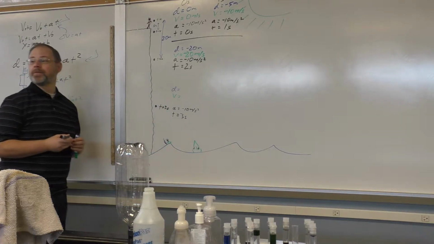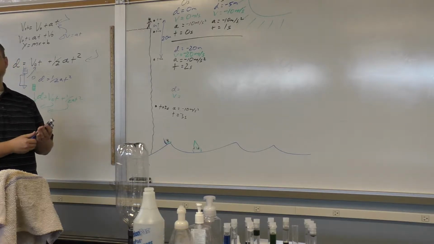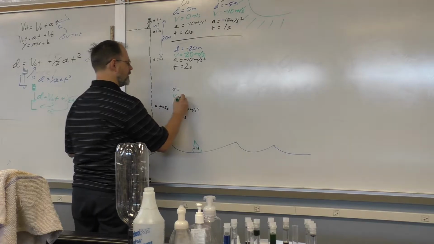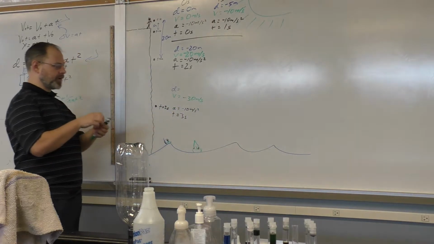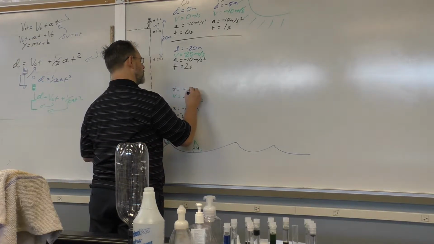Okay. Anyone need more time? Cool. All right. So velocity. It's fallen for 3 seconds. How fast is it going after 3 seconds? -30 meters per second. And how far has it fallen after 3 seconds? -45 meters. Excellent.